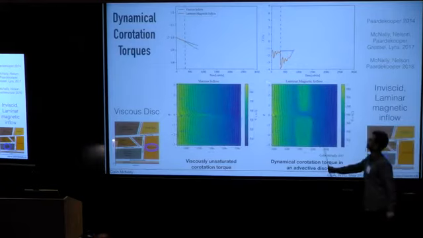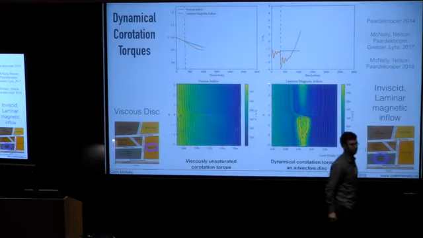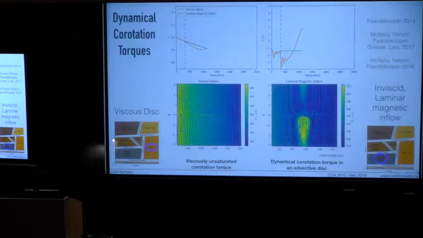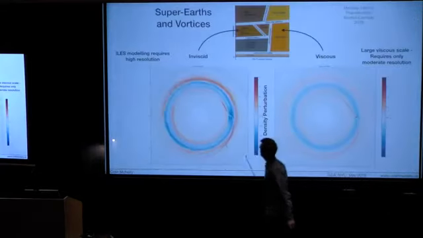And that leads to this very large positive co-rotation torque turning the planet around and driving out through the disk instead of in. So there's a big difference across this division here, also depending on what's happening in the rest of the disk. So let's move on.